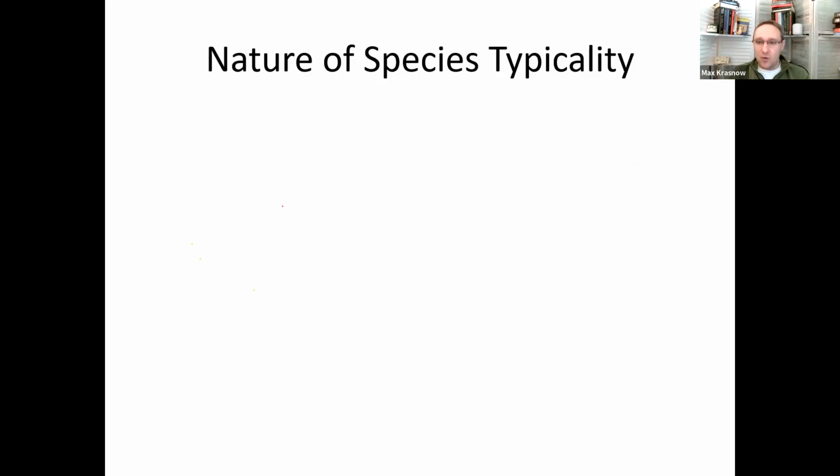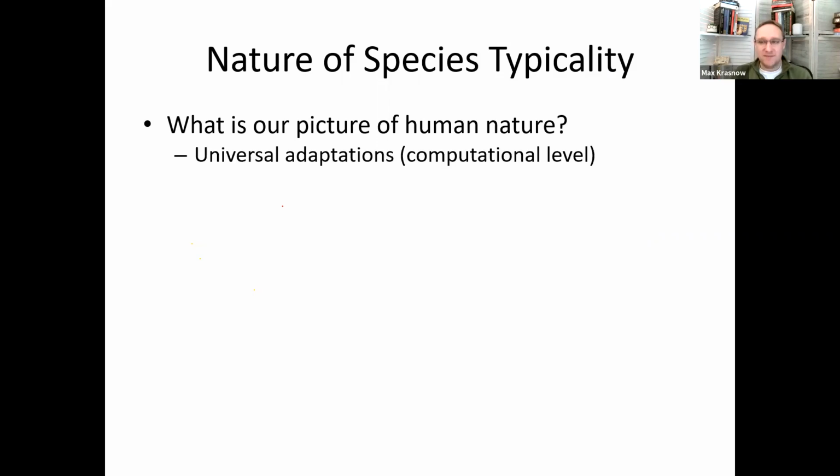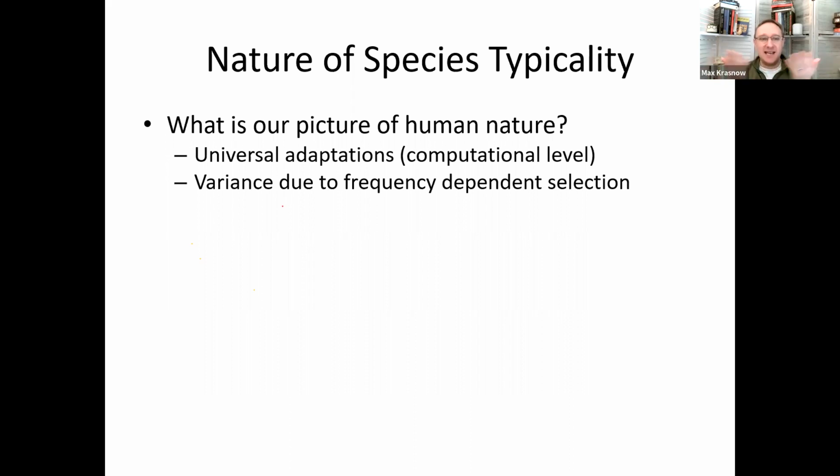So pulling together what we've learned so far, we can describe our current understanding of human nature like this. We expect human nature to be made up of adaptations that are universal in our species, at least when you characterize them at the computational level of analysis. And on top of that universal architecture, we expect there to be variance in human nature that's caused by frequency-dependent selection that maintains the variance over time because of pathogens and other sources of frequency-dependent selection.